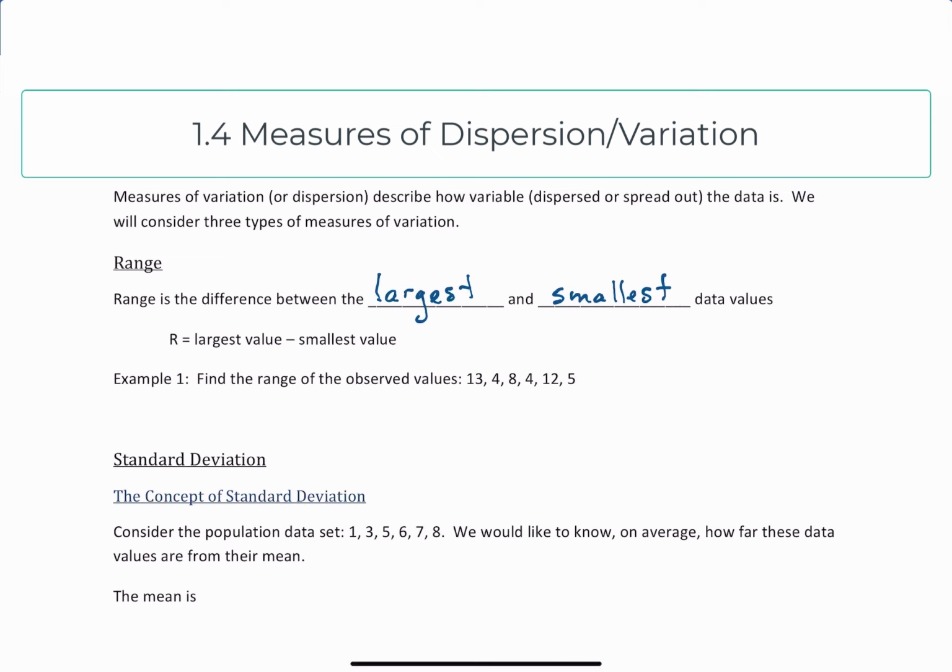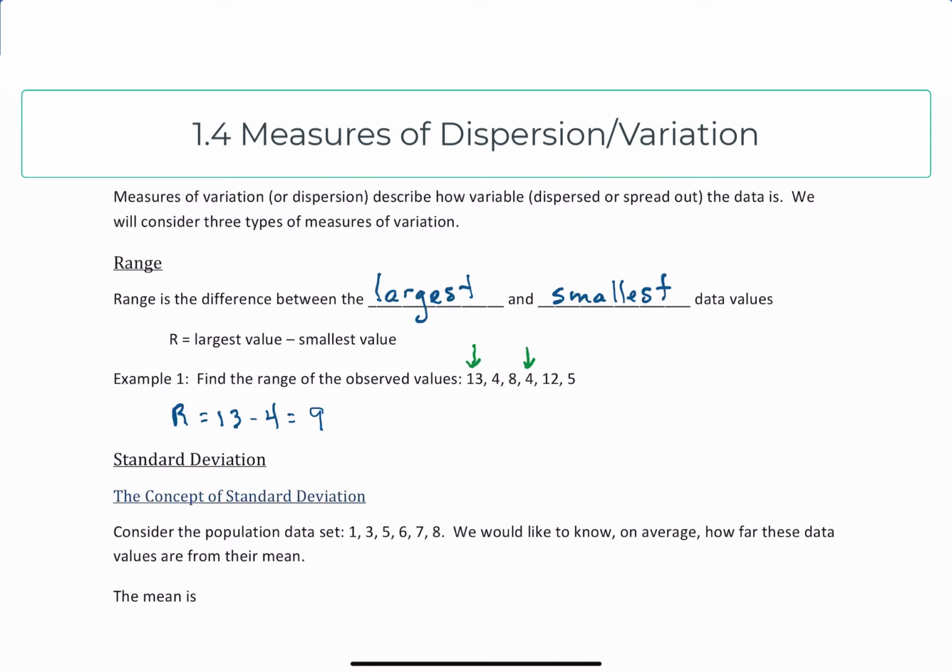For example, find the range of the observed values 13, 4, 8, 4, 12, and 5. The largest is the 13, and the smallest is either one of these 4s. So the range is 13 minus 4, which is 9.